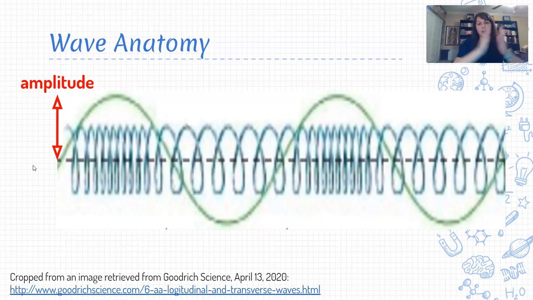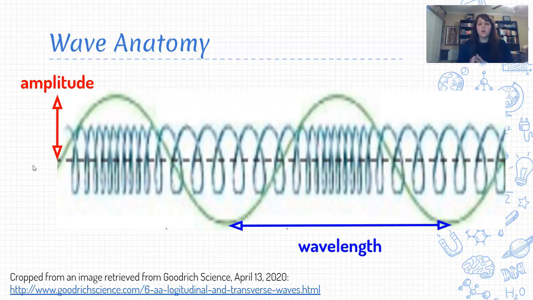But then across the other dimension, we also want to keep track of the wavelength, all right, the length of the wave, how far apart these different troughs are, or rarefactions, or peaks, or compressions, depending on how we want to measure and what type of wave we're dealing with.